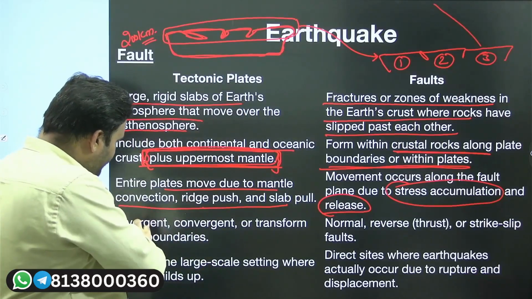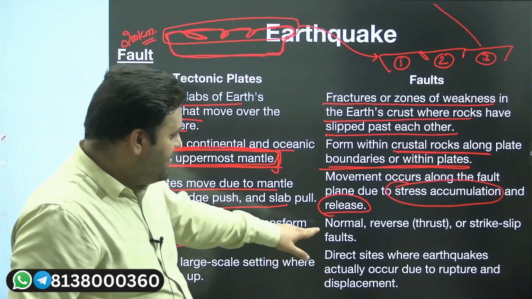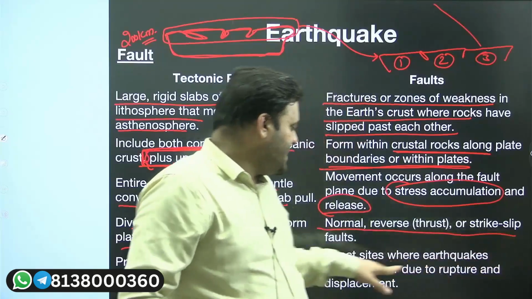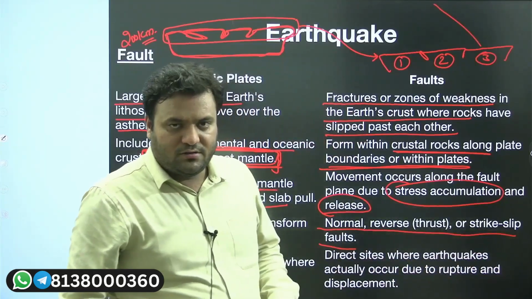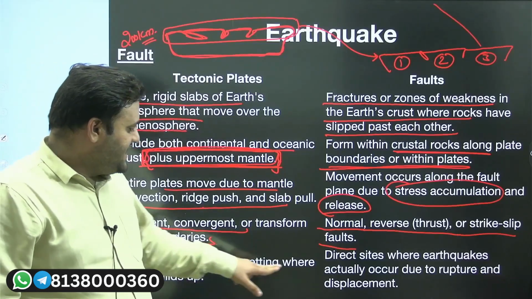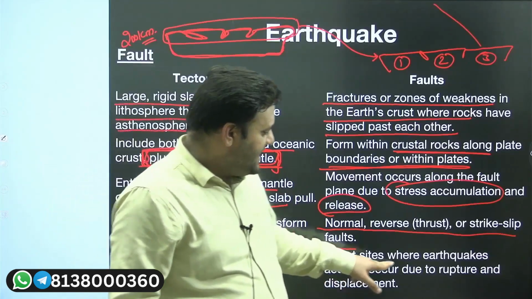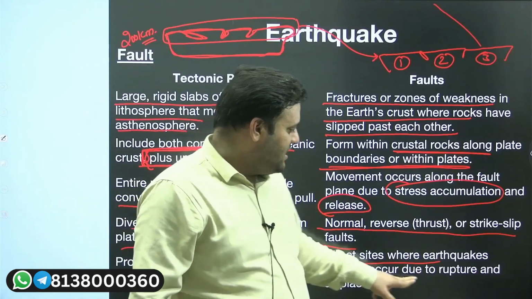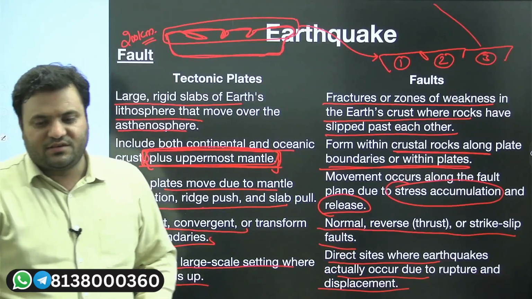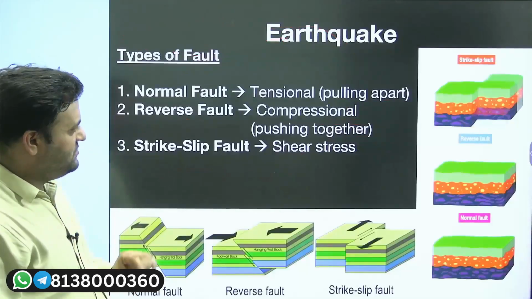We can have divergent, convergent and transform plate boundary movement. We can have a normal fault, a reverse fault, and a strike slip fault. And they provide a large scale setting where stress builds up. They are the direct site where the earthquake actually occurs due to rupture and displacement. Covered these. Moving ahead, types of fault.